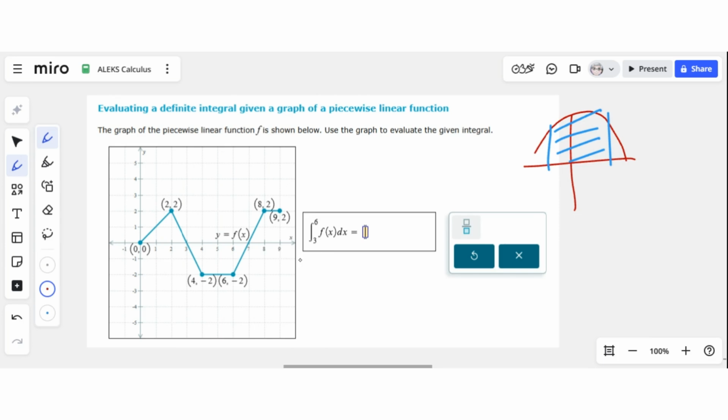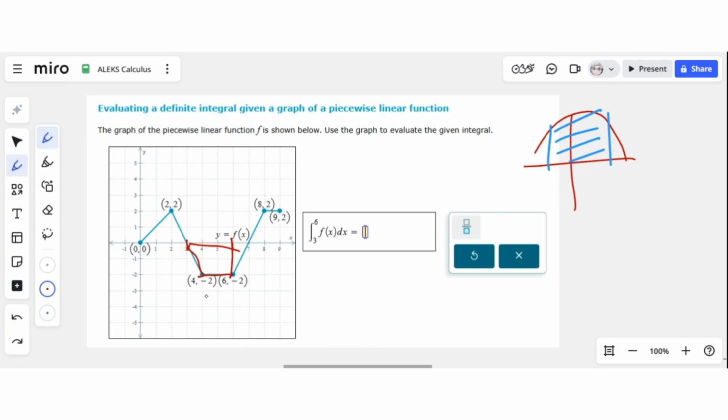So let's look at this first one. It says the definite integral from 3 to 6. So we're only looking at this area. And when I talk about the area under a curve, if it goes below the x-axis, we're actually looking at the area above that, and it gets a negative value. So we're going to count this area in here and put a negative sign in front of it.